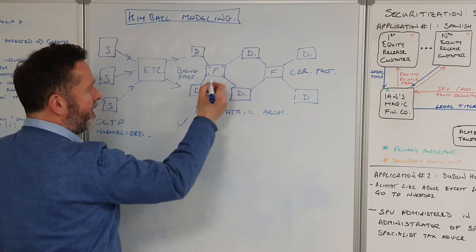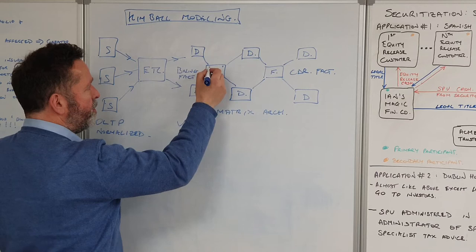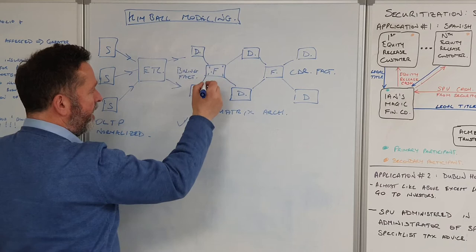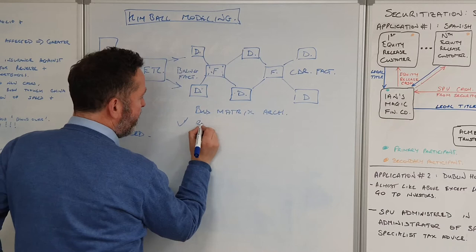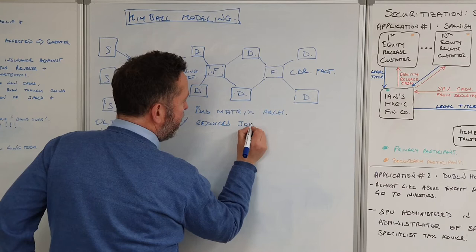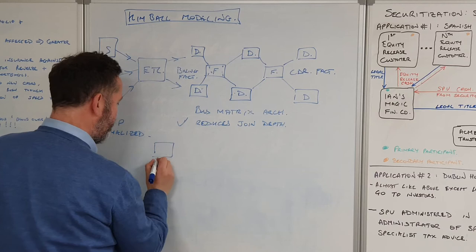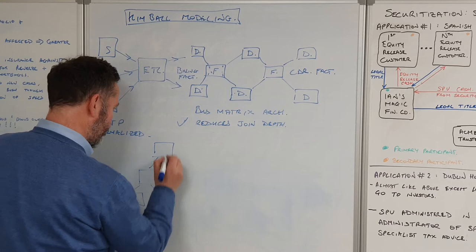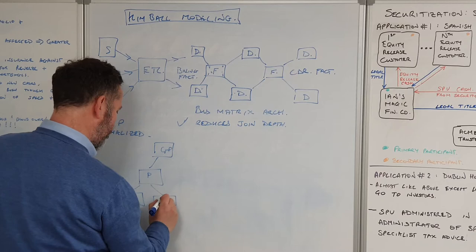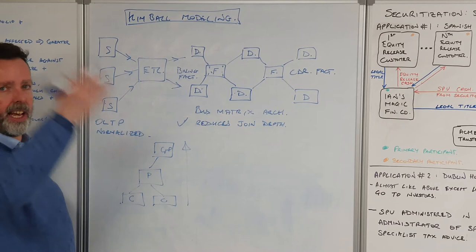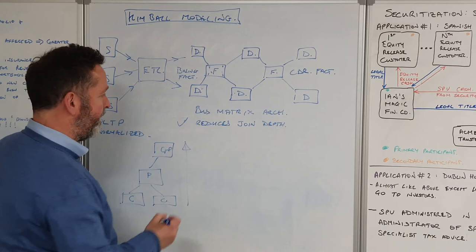Generally speaking, with a fact and dimensional format, all you really need to do is one level of a join. So you're joining a dimension to a fact, a dimension to a fact, a dimension to a fact. So it reduces join depth, we'll call it. Whereas if you had your standard normalized model with, say, a grandparent, a parent, and then children down here, you might have to do a join that goes 2 or 3 or maybe 10 deep. So one of the advantages is that it reduces the join depth.